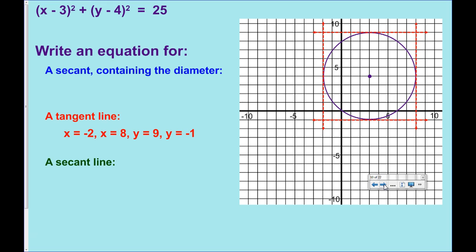It just has to intersect the circle in 2 different places. So that's pretty easy. It's open-ended. Here's just one example: slope of 2 and intercept of 3, and that's all it takes.